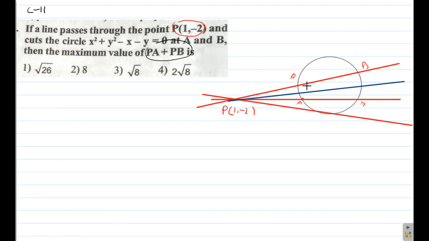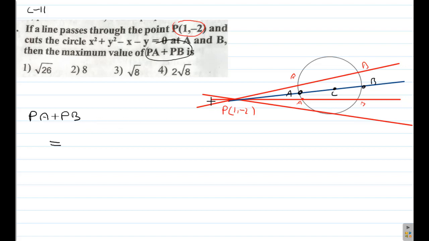So now I can say that this point is A, this point is B, this is C. So in this situation only we get PA plus PB maximum. Now observe here, I want the PA plus PB value now. Now what is my conclusion? The line should pass through the center, then only we will get PA plus PB maximum.